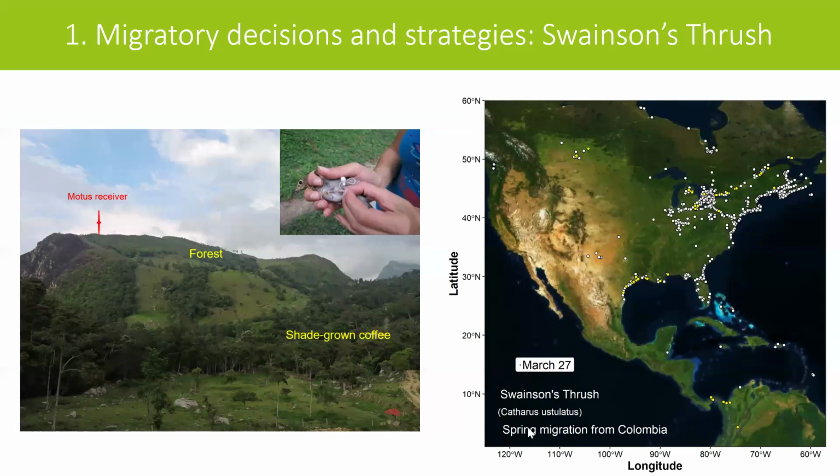I'm going to start talking about a project that is very close to my heart. In this project, we installed the first Motus antenna in South America. I think it was back in 2015. Here you can see it on the top of this mountain. We were working with Swainson's Thrush in forest and shade-grown coffee in the Colombian Andes. We used Motus to detect local movement.